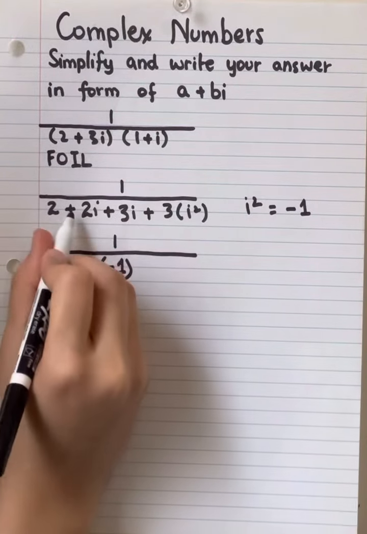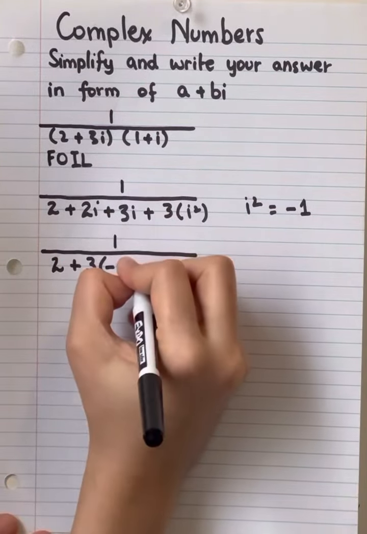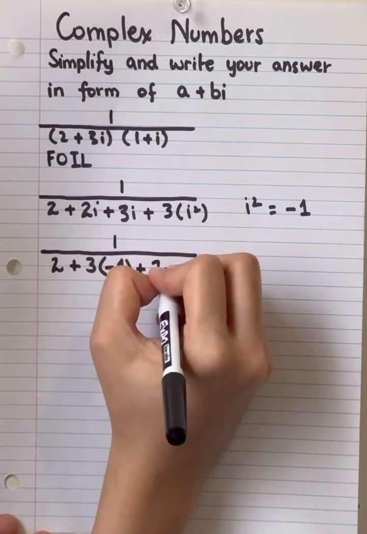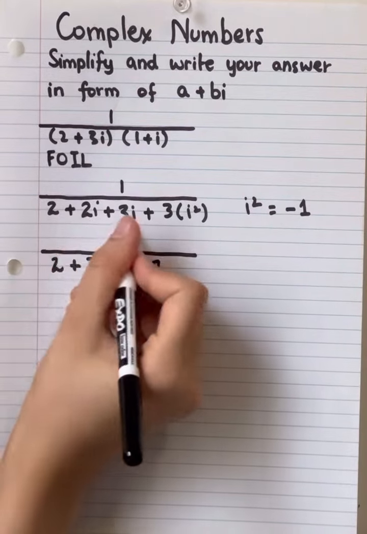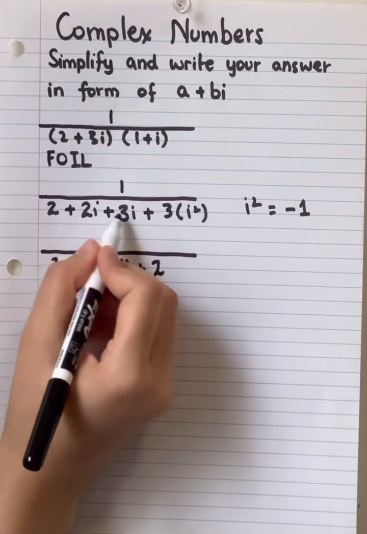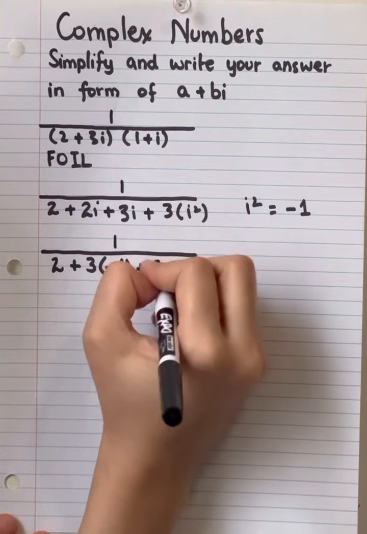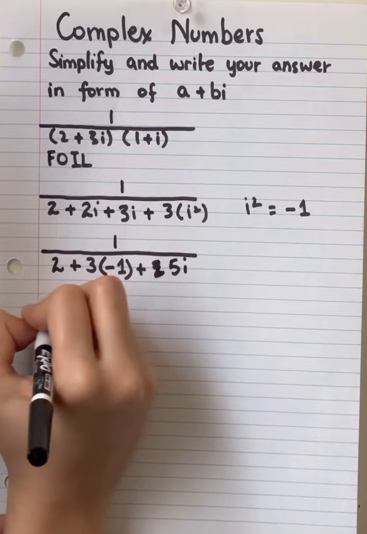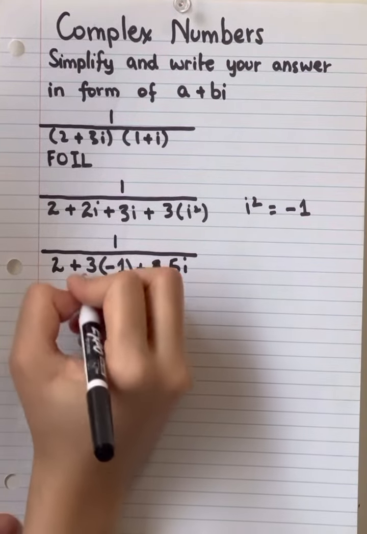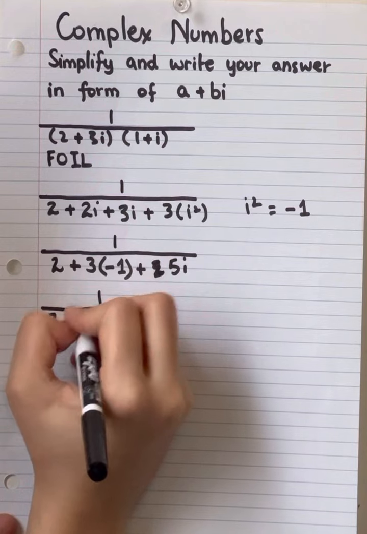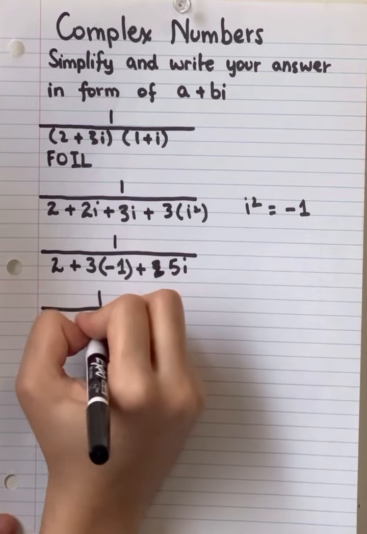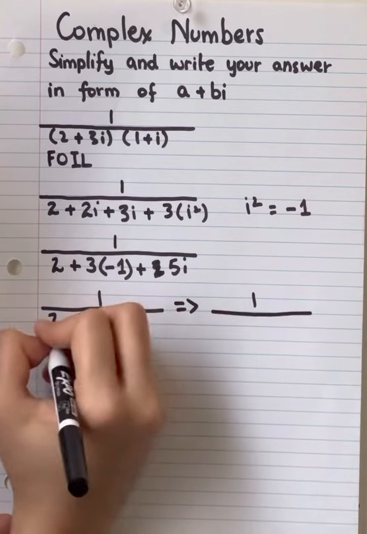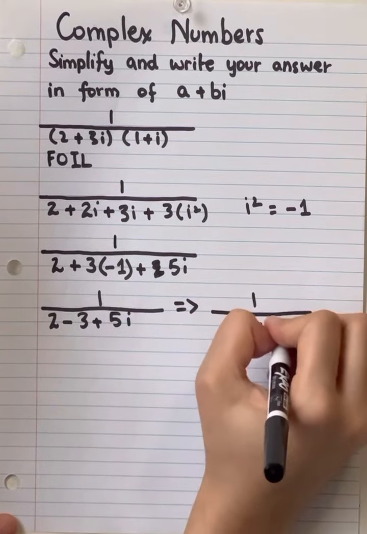Now here we have 2i plus 3i. Actually, we're just gonna add them. So 2i plus 3i is 5i. Right, 5i. Now 1 over 2 minus 3 is minus 1 plus 5i. So 1 over -1 plus 5i.